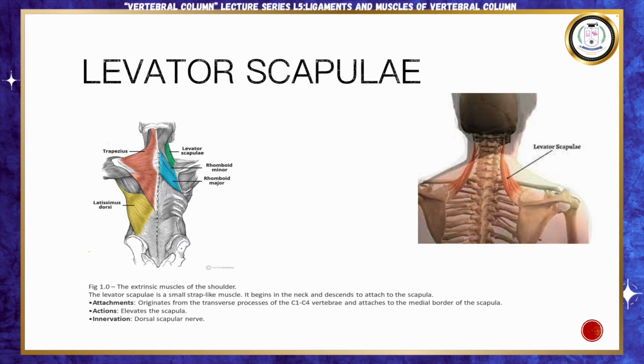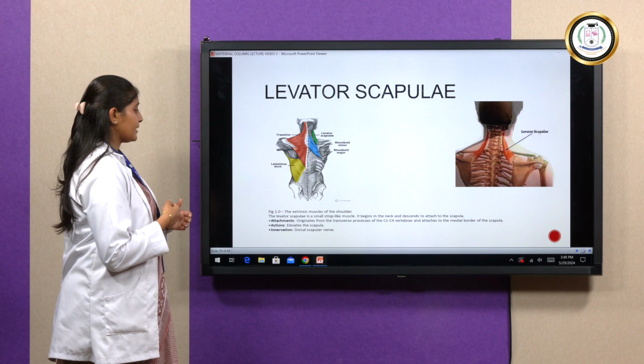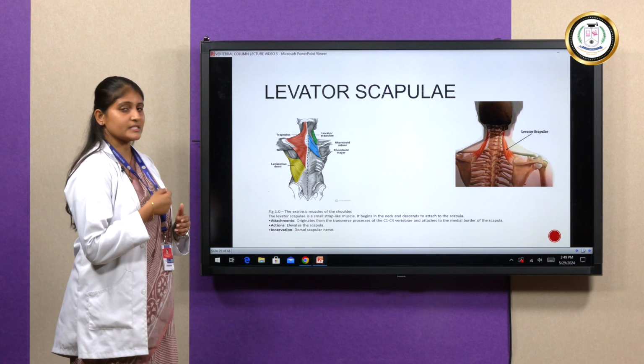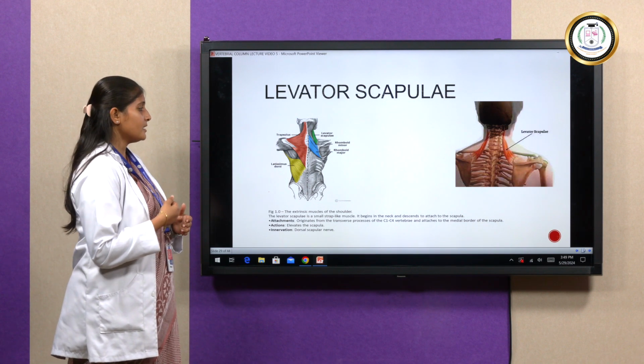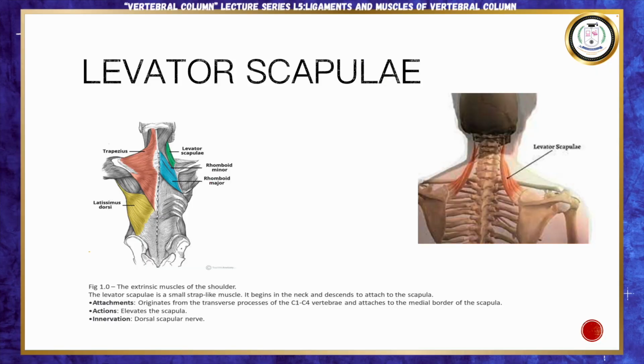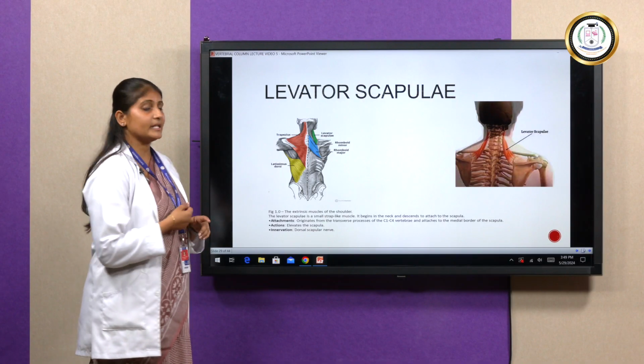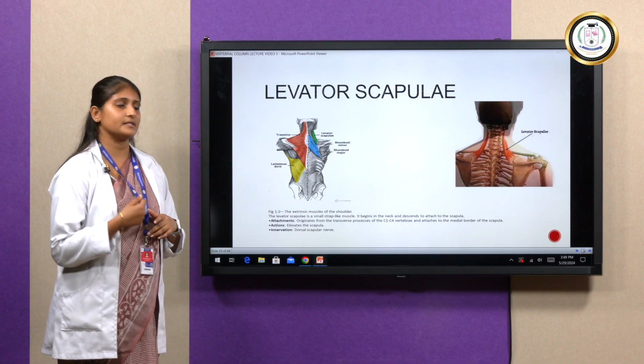Next we have another muscle called the levator scapulae. It is a small strap-like muscle. It begins in the neck and descends down to attach to the scapula. It originates from the transverse process of C1 to C4 vertebra and attaches to the medial border of the scapula. So here we have the levator scapulae. The main action of the levator scapulae is to elevate the scapula.